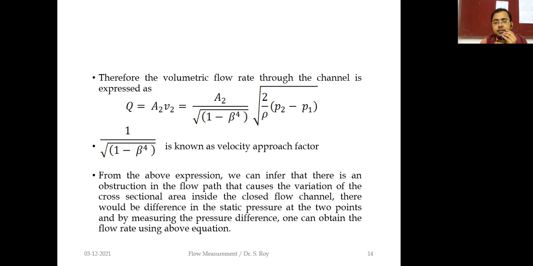But one limitation is there. This equation is valid for the incompressible fluid. If the fluid is compressible, we need more adjustment.